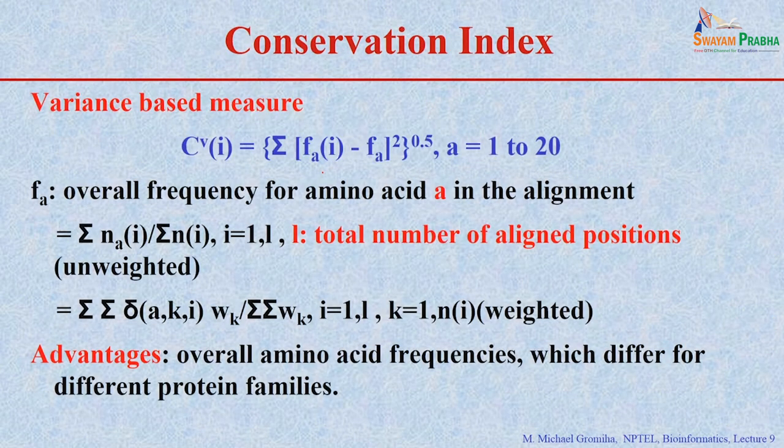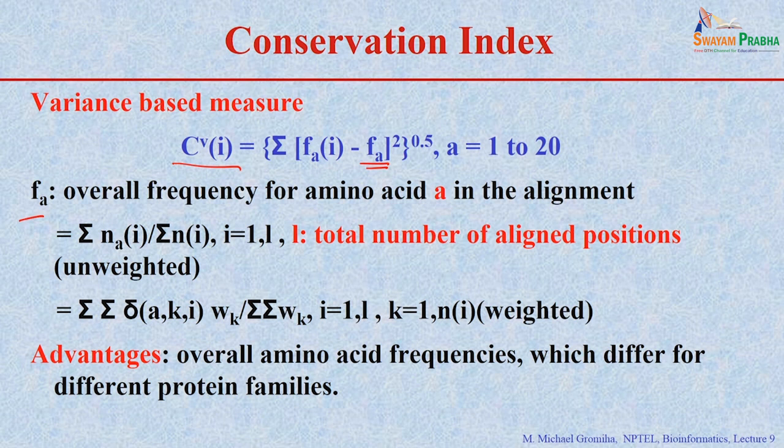Now the equation: Fa of I is the frequency of amino acid A in the alignment, and they take the overall frequency, Fa, the overall frequency of this amino acid A in the alignment. Then compare this with any particular position and use this equation: Fa of I minus Fa, take the square, and finally sum over all the pairs and take the square root, then we get this conservation score.